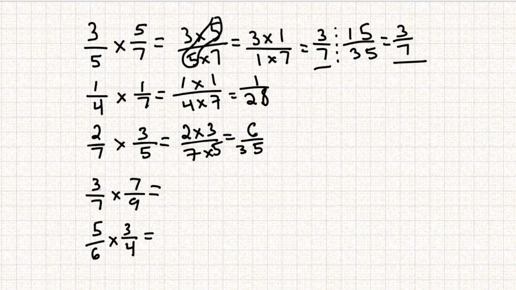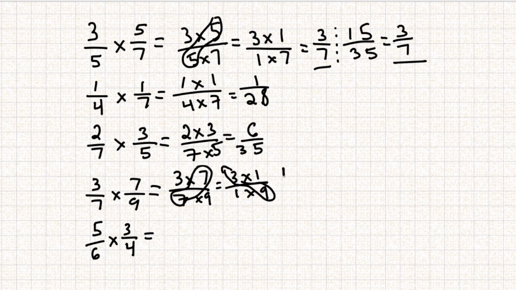Next we have 3/7 times 7/9, which is 3 times 7, divided by 7 times 9. And that's going to come out to 3 times 7. Actually, we can simplify here. So 7 divided by 7 is 1. 3 times 1 divided by 1 times 9. And then we can simplify again here on the other diagonal. We can see that that would come out to 1 times 1 divided by 1 times 3. So that's going to be 1/3.